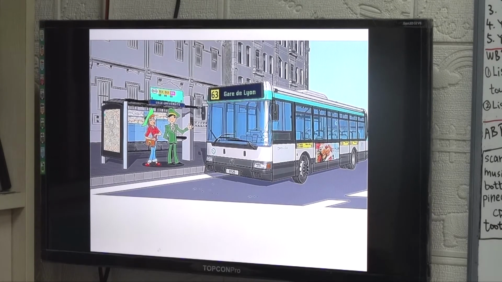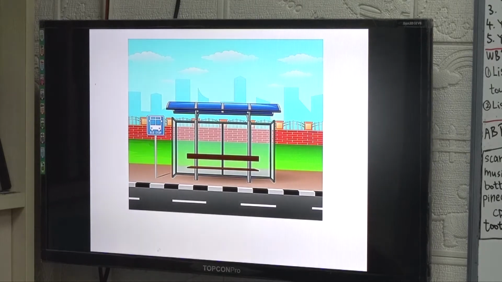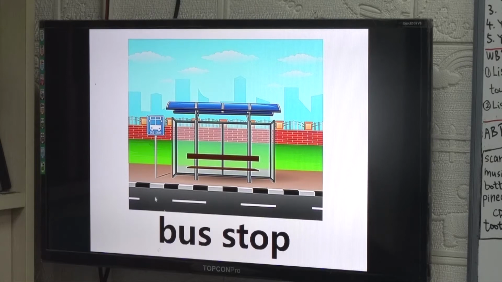Alright, here, what is it? It's a bus station, where the bus comes, right? Bus station. So let's spell BUS STATION. Bus station. And then here we have bus stop. Yes, this is a bus stop. Let's spell BUS STOP. Bus stop.